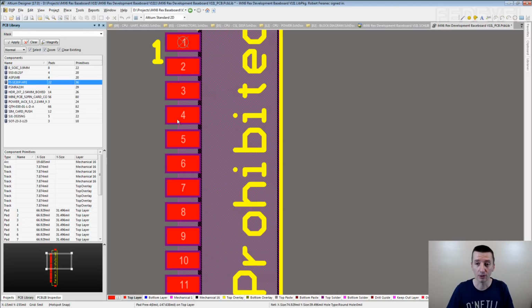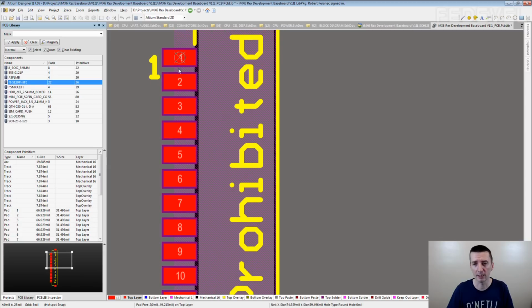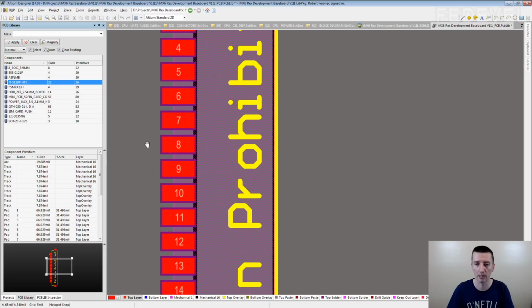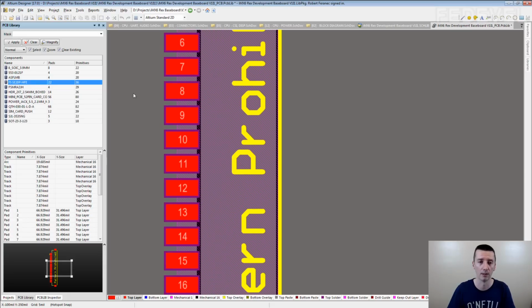Usually footprints are generated automatically, so there should not be a problem, but if you need to reorder the pins, you always need to check it. Always go through every pin and check that they follow in the correct order, and that nothing is missing.